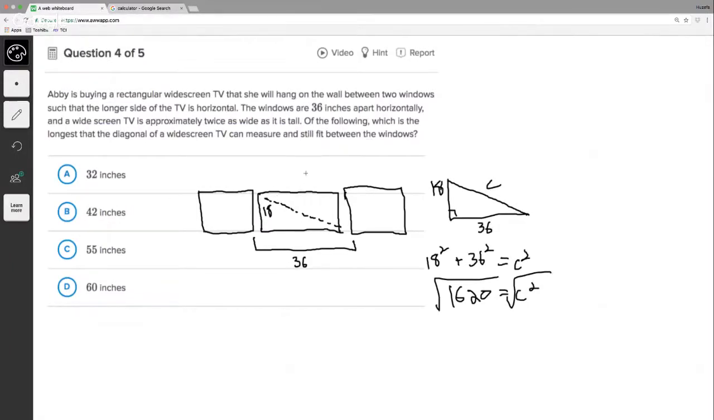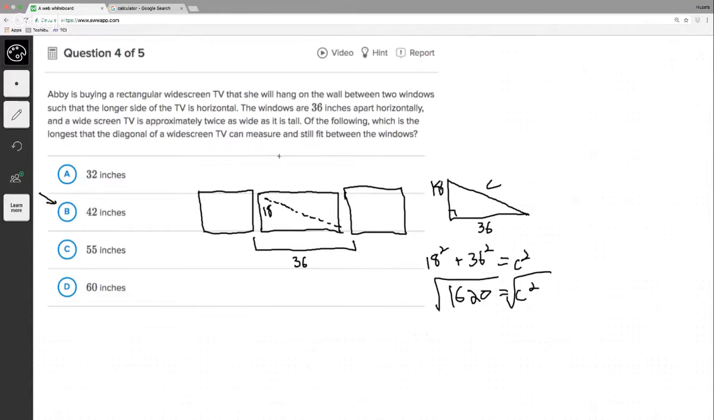40.24. Oh, wait. This is too big. That's the closest, which is the longest diagonal that we can measure and still fit between the windows. Though it says approximately twice as wide as it is tall.